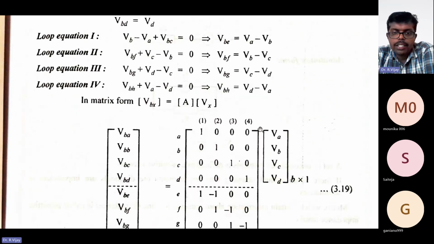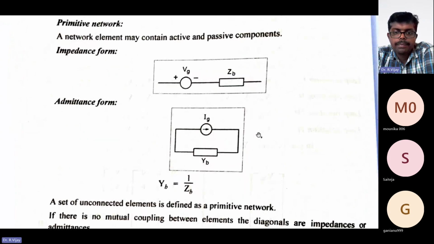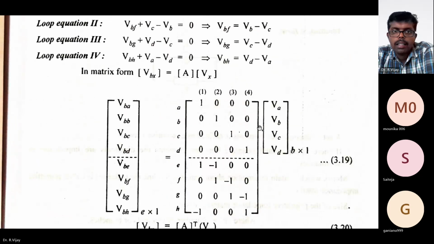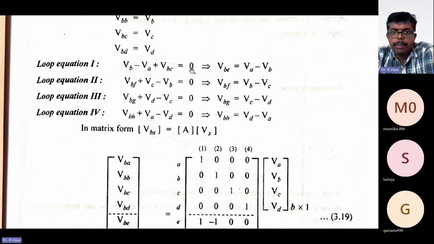Like this, you need to formulate the loop equation 1: VB minus VA plus VBC is equal to 0. So VBC is equal to VA minus VB. There is a printing mistake here.